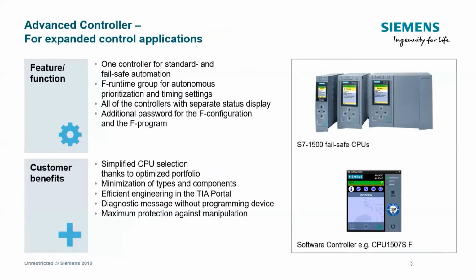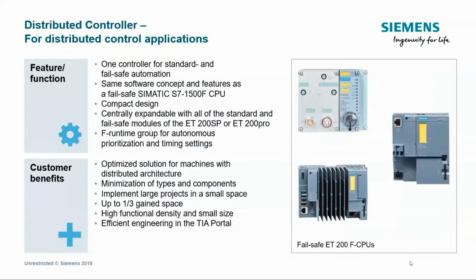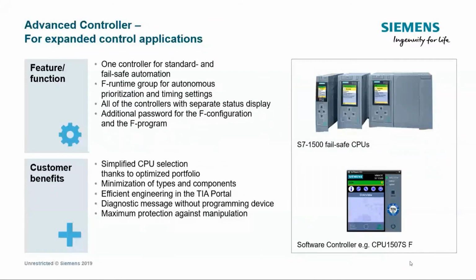Then we get onto the advanced controllers, the S7-1500. Here the whole portfolio of standard CPUs has a fail-safe version. That's an improvement compared to the previous generation, the S7-1300, for example, where just a few of the CPUs had fail-safe versions. Starting with the smaller CPUs up to the biggest one, we have standard and fail-safe CPUs. I also mentioned the software controller also has a fail-safe version.